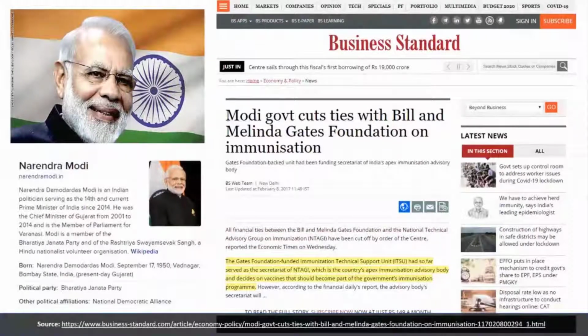The Gates Foundation funded Immunization Technical Support Unit, ITSU, had so far served as the secretariat of the NTAGI, which is the country's apex immunization advisory body and decides on vaccines that should become a part of the government immunization program.